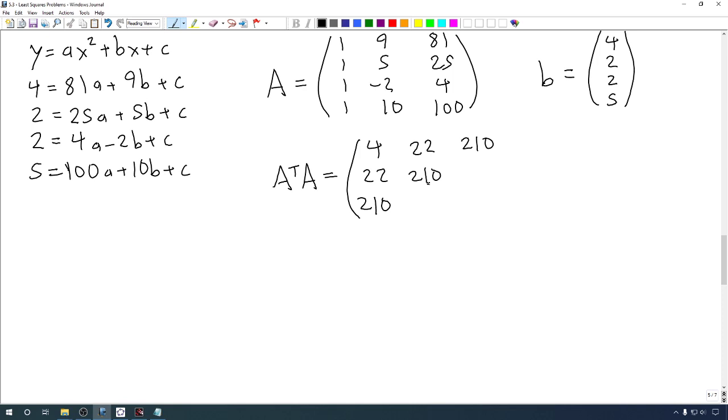And we actually get two 10s in those two corners as well. But then we get some pretty big numbers for the other ones. So we have 1,846 in two places. And then we have 17,202. And our A transpose B is going to be a 3 by 1. So we have a 1,392 and 882.